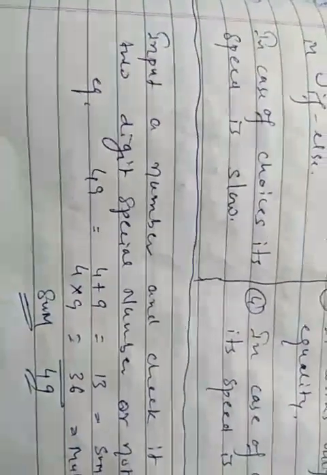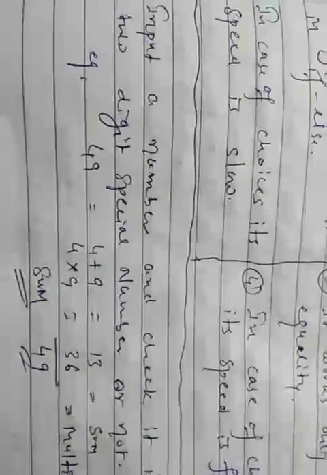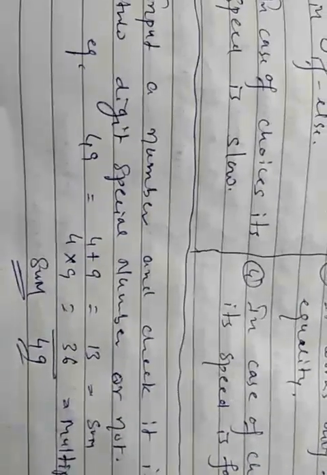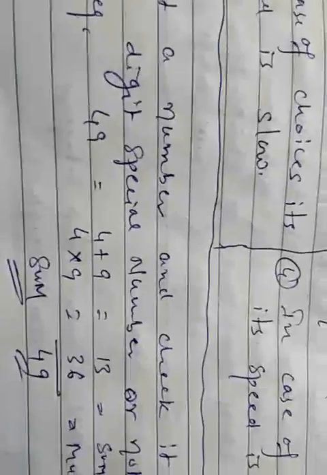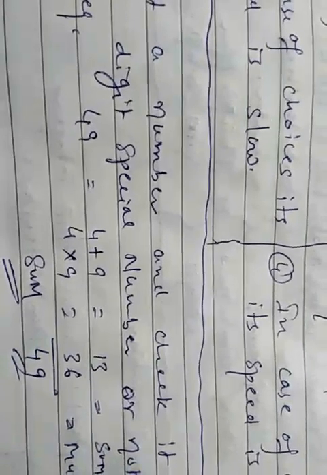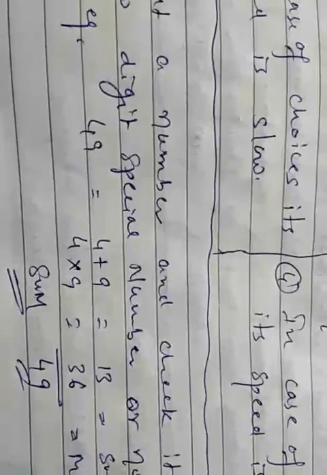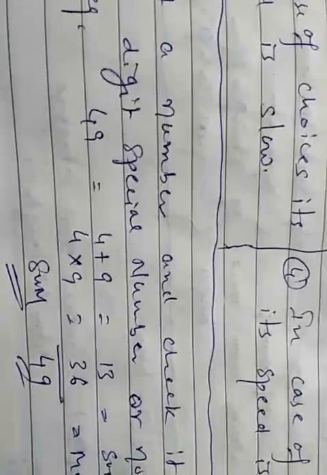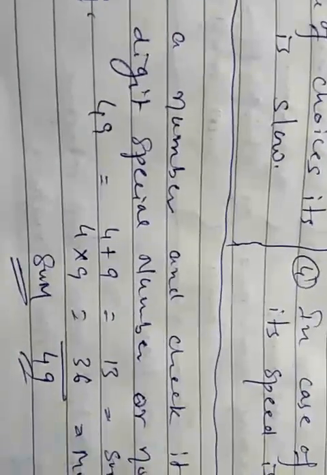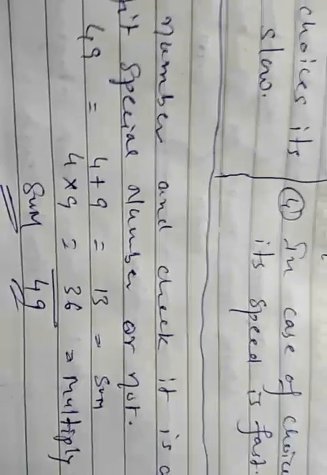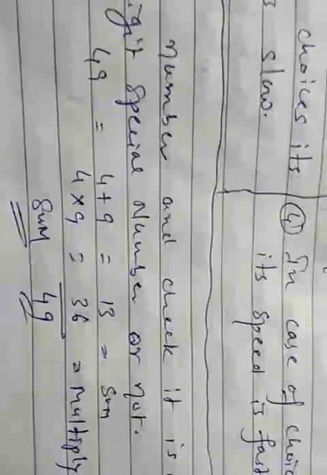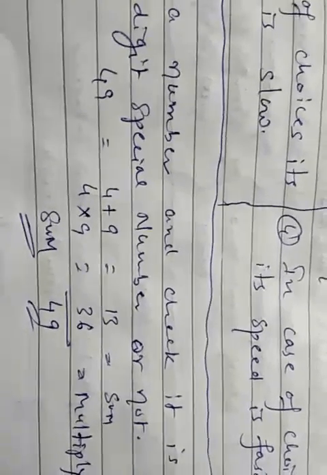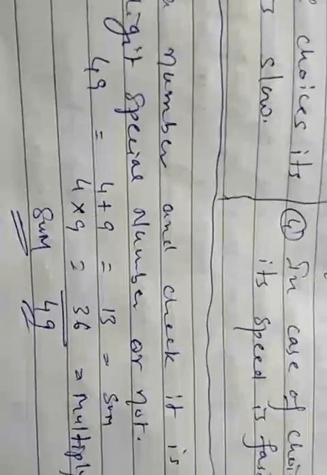And now here is the question. Input a number and check whether it is a 2-digit special number or not. So what do we mean by a 2-digit special number? Suppose the number is 49. First we have to calculate the sum of its digits and the product. So the sum will be 4 plus 9, that is 13, and 4 into 9, that is 36, and finally we have to calculate the sum of these again. So this will come to 49. If the final sum becomes equal to the input number, then this number is called a two-digit special number.